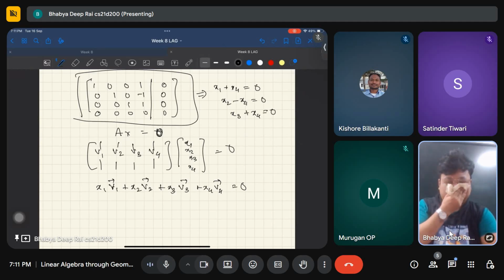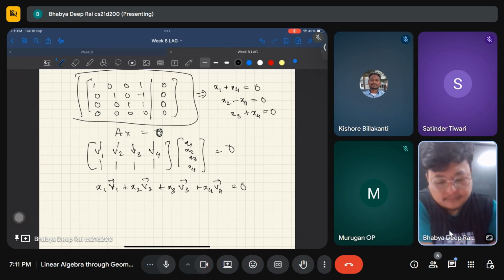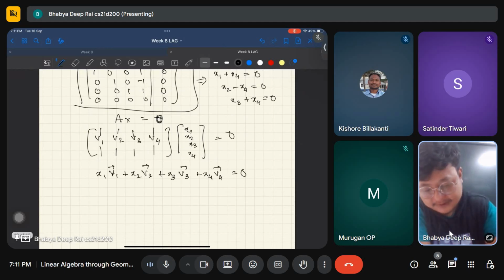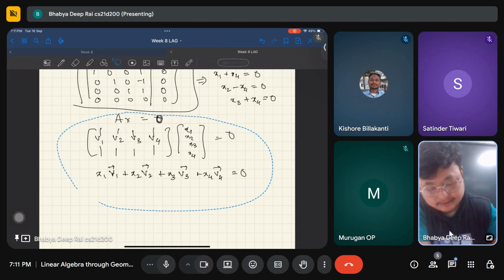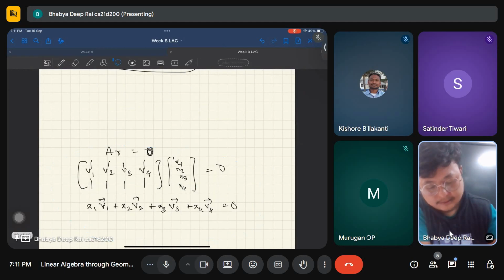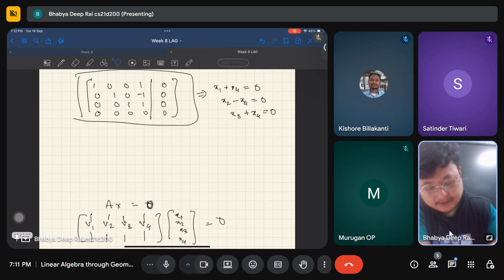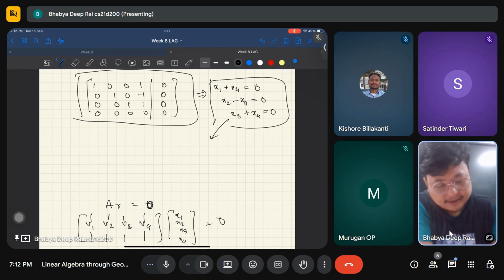Now, can we continue this process? Can we solve this? Using this, can we further simplify this? Okay, so we'll use something called parameterization, which means I'll just set x1 equals t. Let's see whether we can fix the rest.